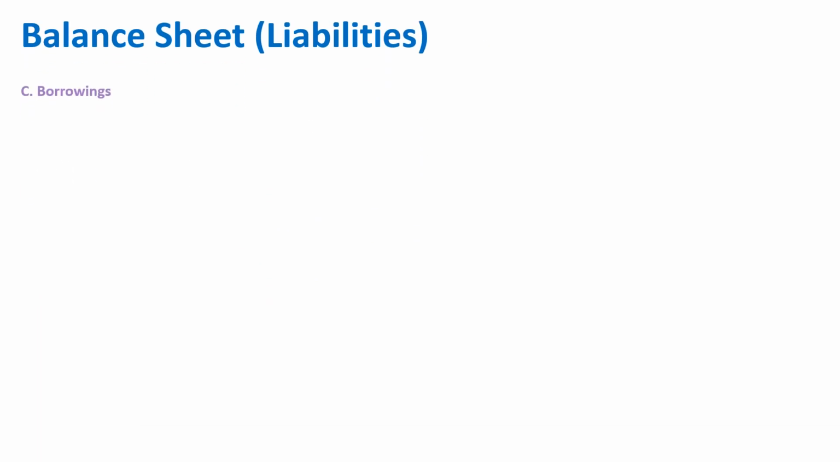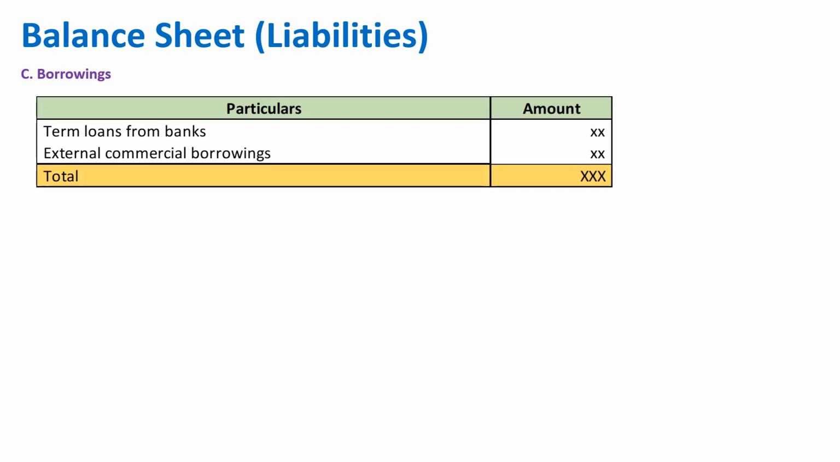The next item to be reported is borrowings. A company can have different types of borrowing, which you can list down here. As an example, I've shown here term loan from banks, which you have to report. Is there any ECB loan? If yes, then you have to report external commercial borrowing also.